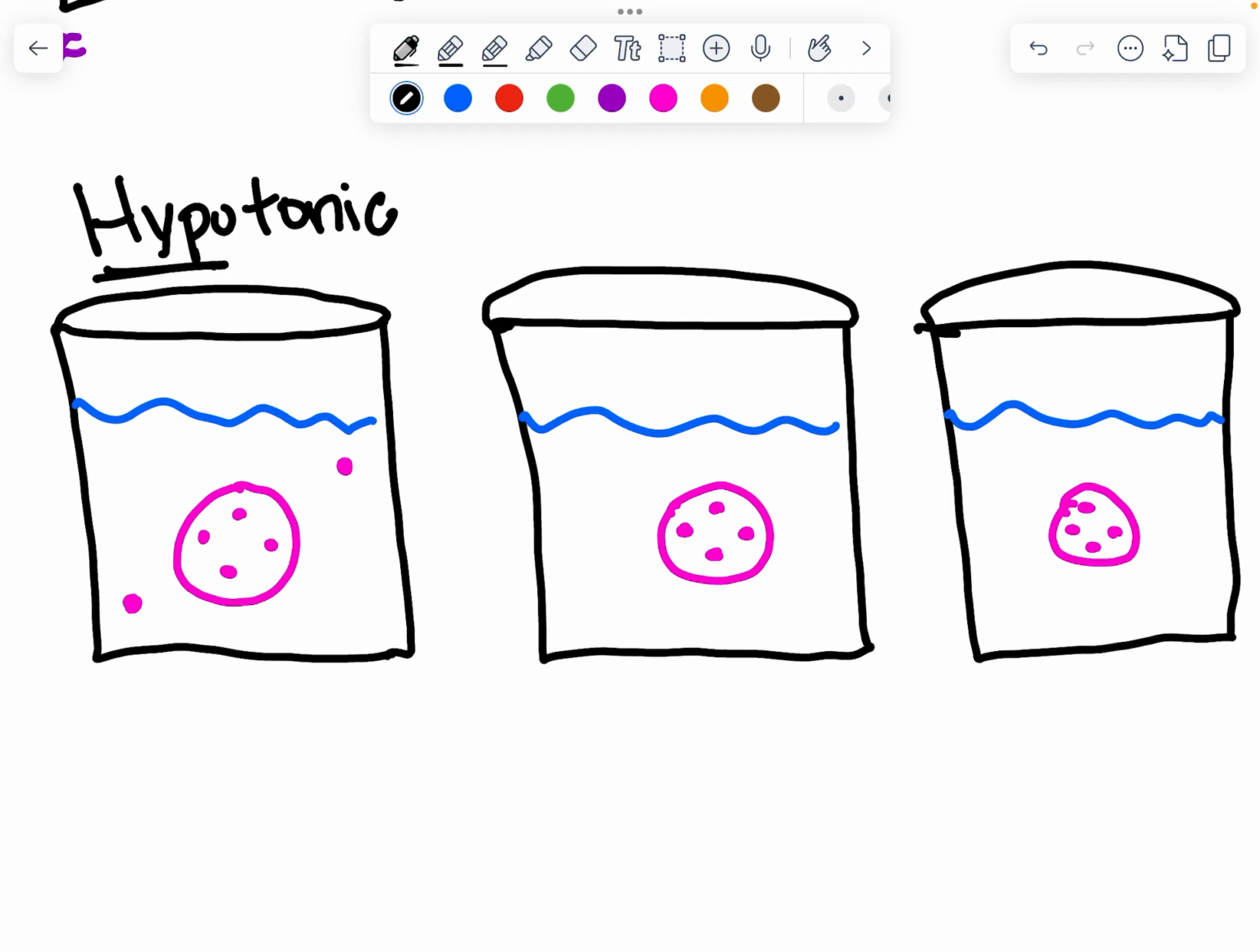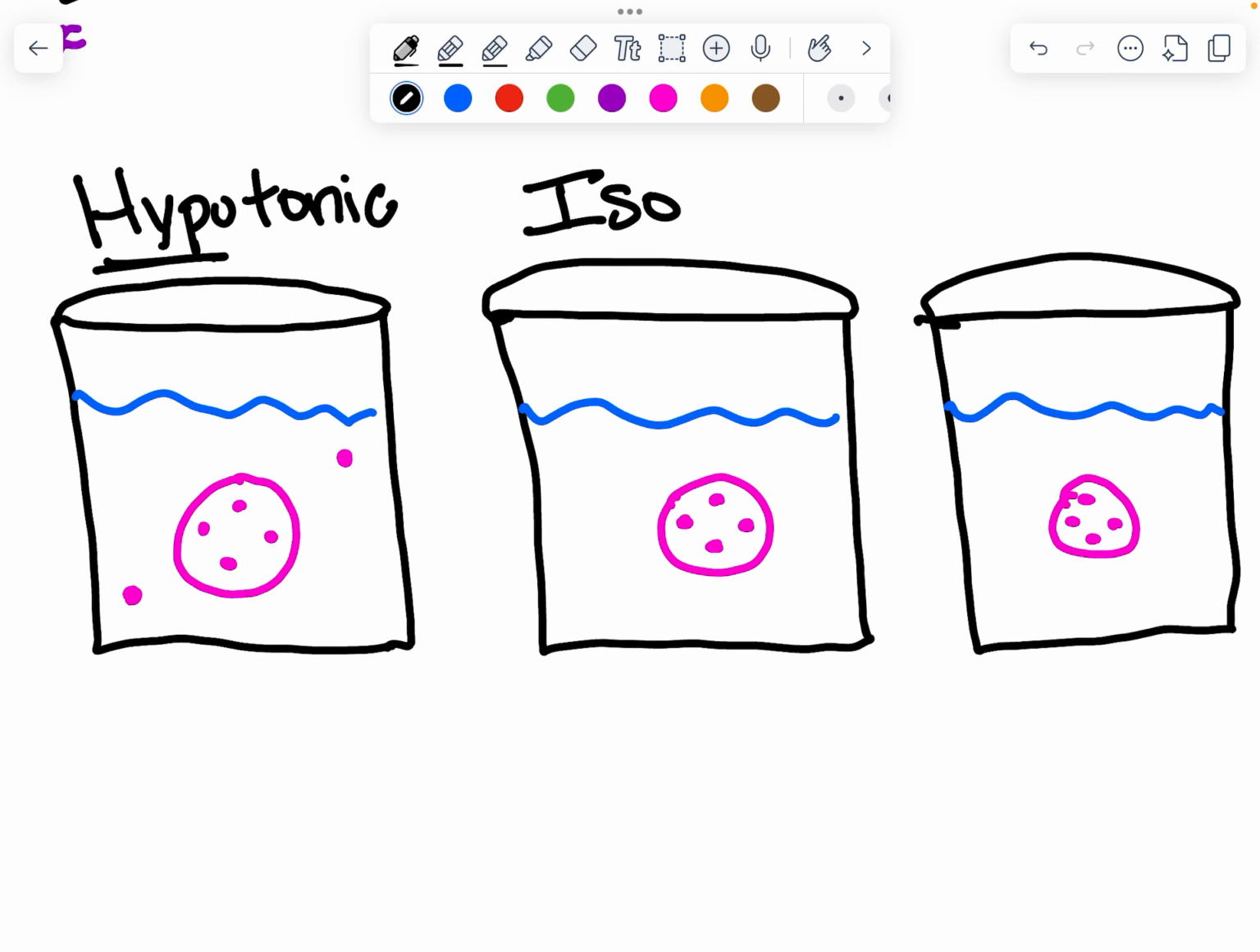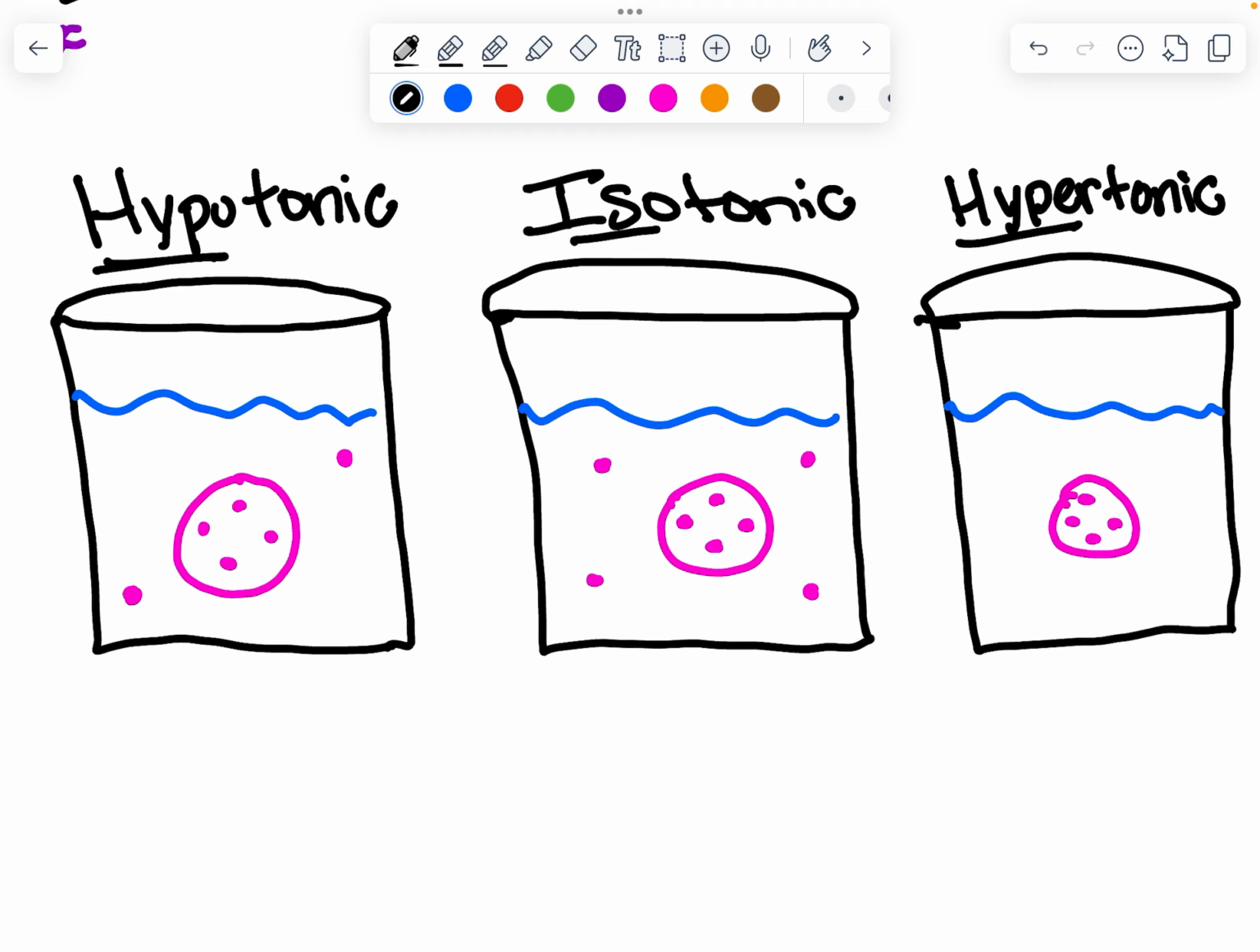In our next beaker, we'll make this one an isotonic solution. And iso means same, which means we'll have the same number of solutes in our solution as we have in our cell. And in our last beaker, we're going to call this the hypertonic solution. Hyper means a lot of. We will have more solutes in our solution than we have in our cell. Doesn't matter how many you illustrate as long as there is more than what's inside the cell.